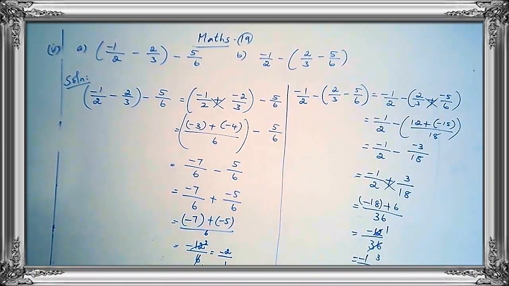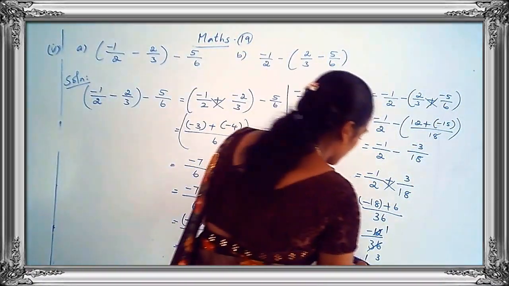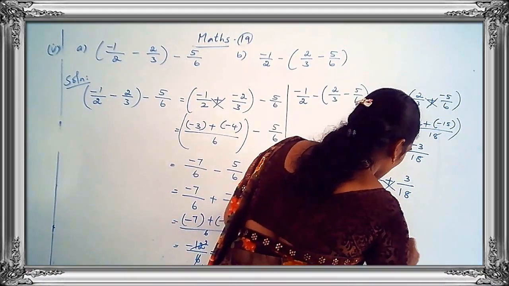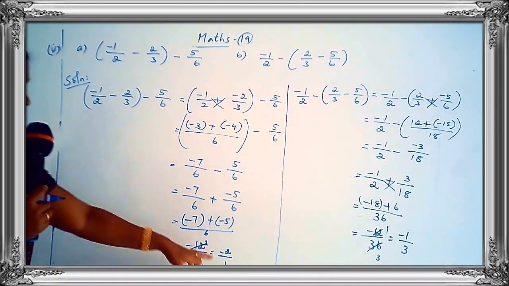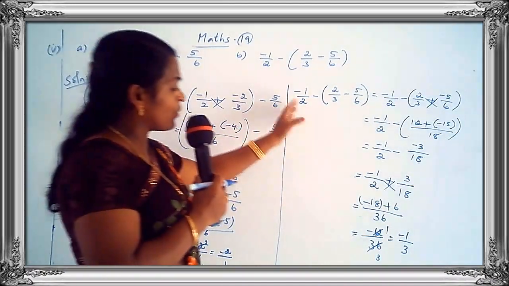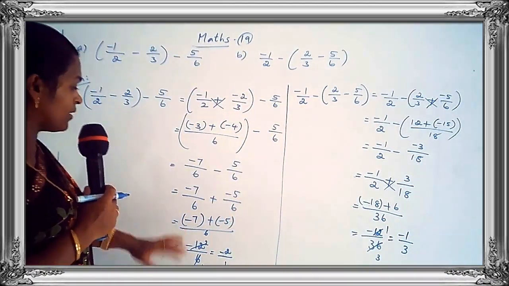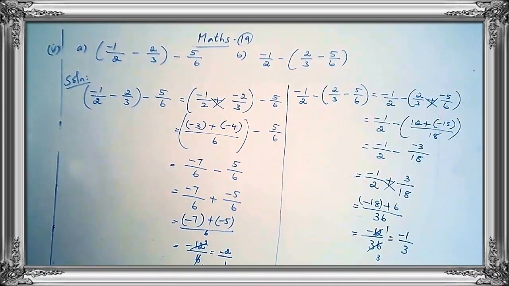Okay, clear? Clear children? So the A part answer is minus 2 upon 1, the B part answer is minus 1 upon 3. Okay, so both are not equal. Yes or no? Correct, right? The value of A is minus 2 upon 1, the value of B is minus 1 upon 3. Here both answers are unequal. Okay, so therefore A part is not equal to B part. Okay, are you clear? Yes.